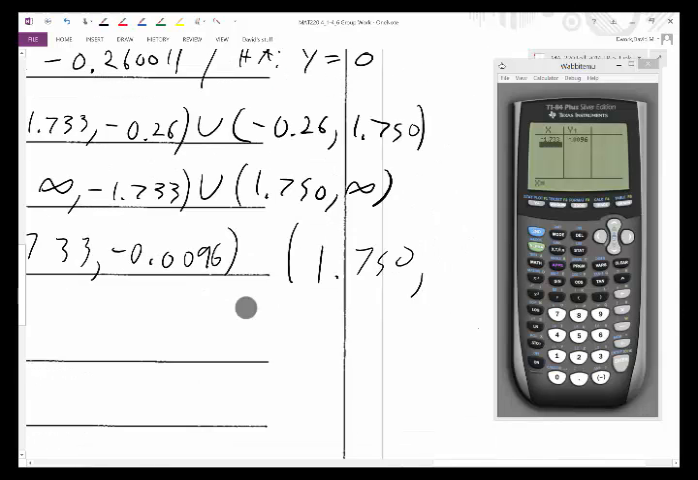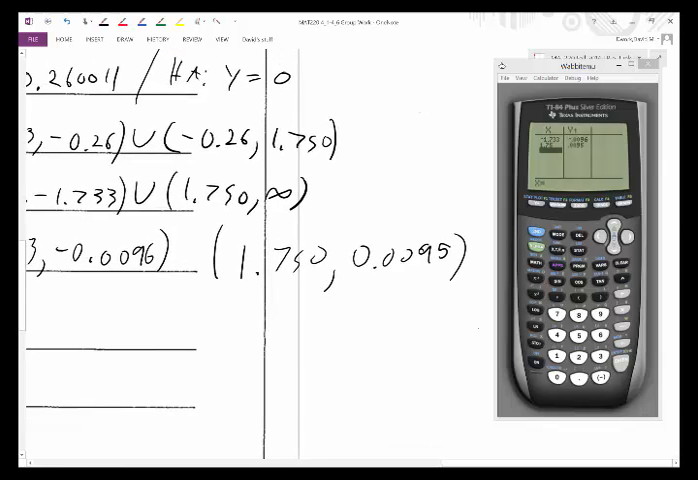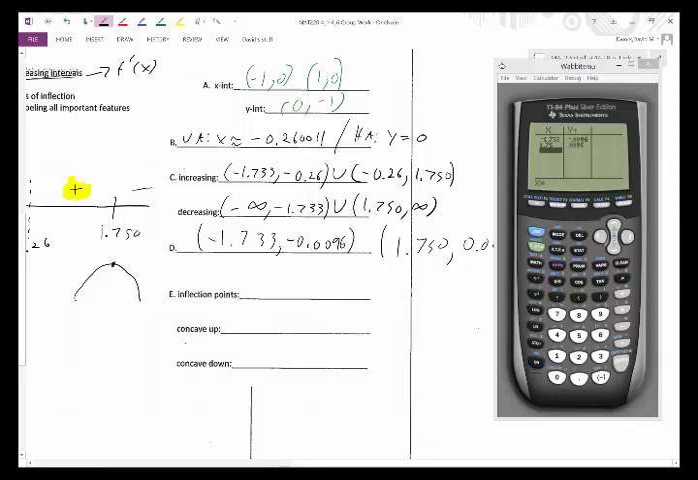All right, so now I can actually write my y value of negative 0.0096, and then the other x value of 1.750, the y value would be 0.0095. So there we go. And looking at our number line, we knew that this one was a local max and the other one was a local min.